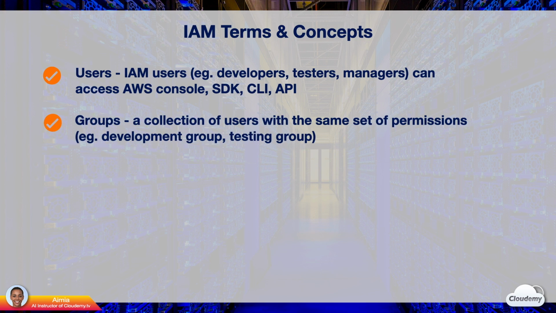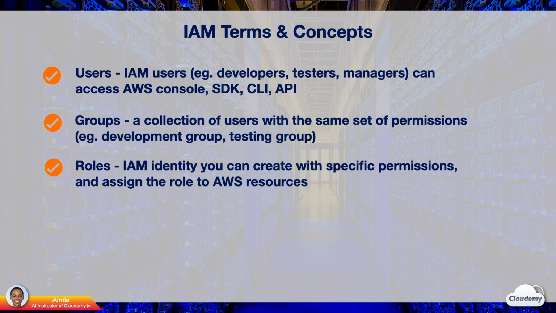The group is a collection of users with a set of permissions. For instance, you have a development group with access to your AWS development resources, or the testing group has access to testing databases. Each group can have multiple users and one user can join multiple groups. For example, a user can be in both development and testing groups.